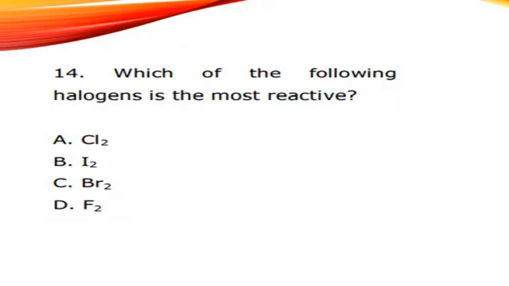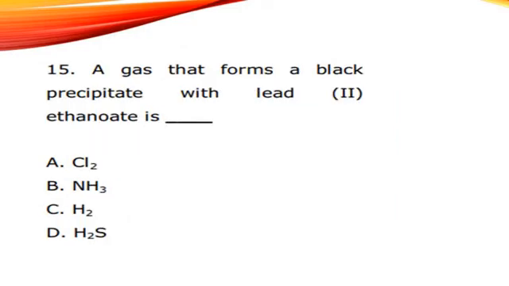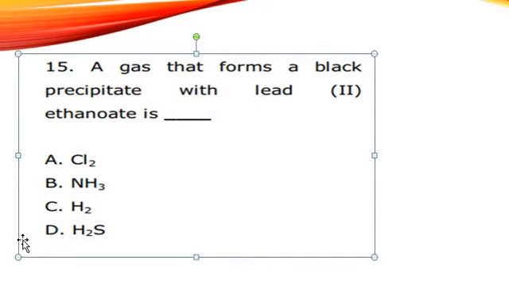Then next we have question 15, which says a gas that forms a black precipitate with lead 2 ethanoate is A, chlorine, B, ammonia, C, hydrogen, and D, hydrogen sulphide. And your answer is hydrogen sulphide, and that's why you need to know the characteristics of your various compounds, especially the common ones, your non-metals, your metals, your acids, your bases, and so on and so forth, as well as the characteristics of the gases they evolve in certain conditions.